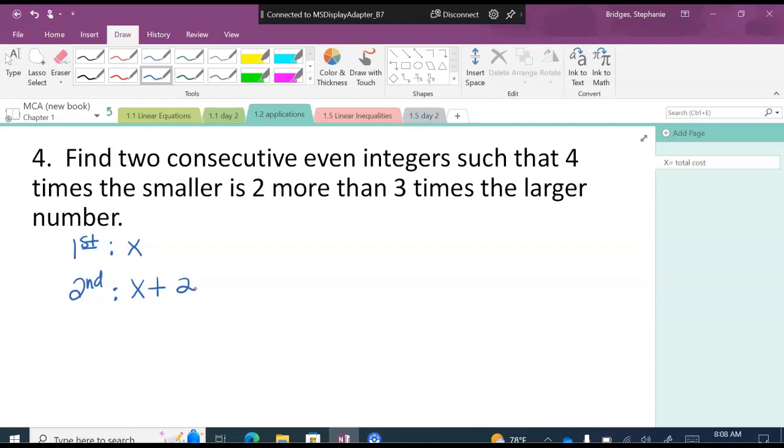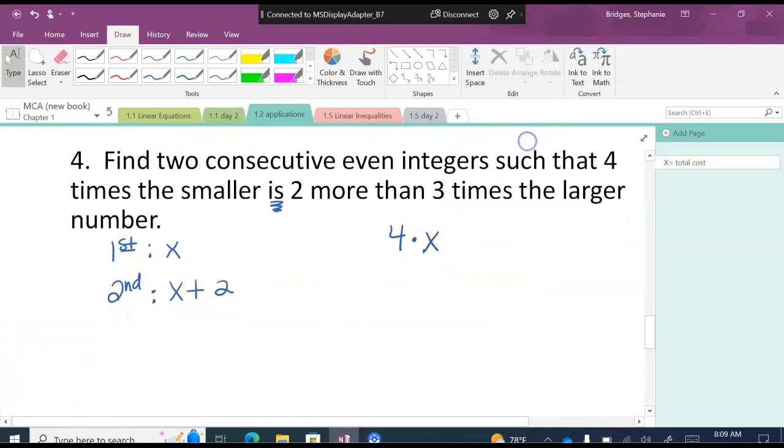So it says, find 2 consecutive even integers such that 4 times the smaller. Which one is the smaller one, x or x plus 2? X. Okay, so we're going to go 4 times the smaller one is, what does that mean again? Equals 2 more than 3 times a number. Or 3 times the second number, sorry. The larger number. How do I write 2 more than? 2 plus. And then 3 times, what is my larger number represented as?